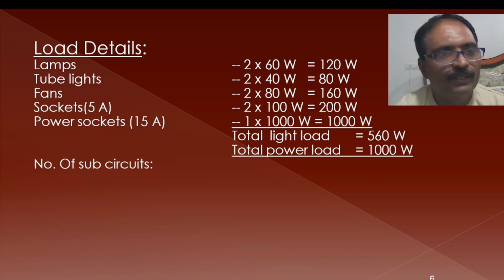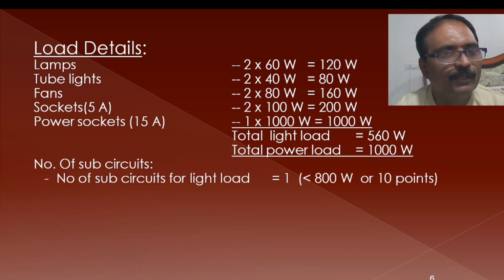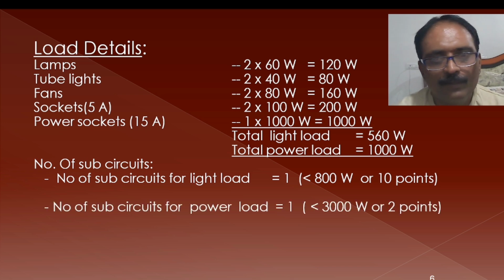Put together, the number of sub-circuits is as follows. For the light load it is less than 800 watts, so it will be one sub-circuit. Similarly the power load is also less than 3000 watts and 1 point is there, so this also requires one sub-circuit. So the total number of sub-circuits is one for the light load, and another for the power load.